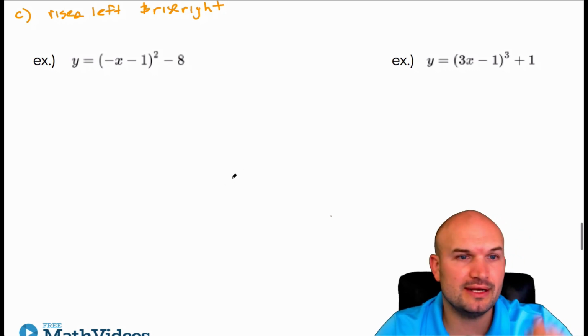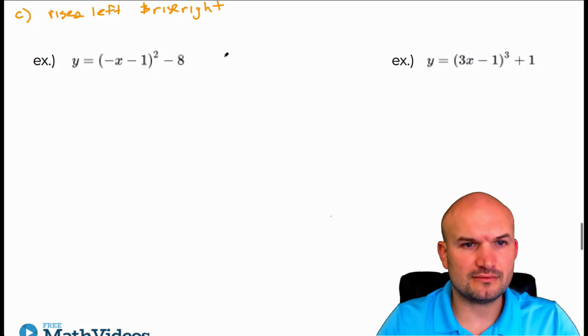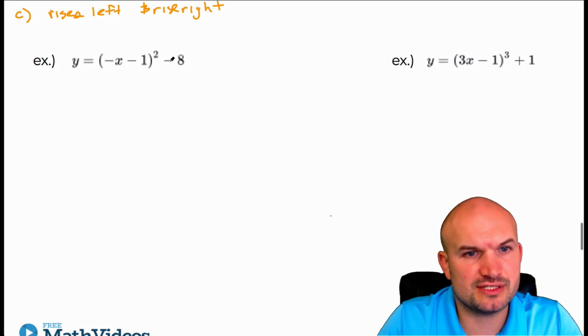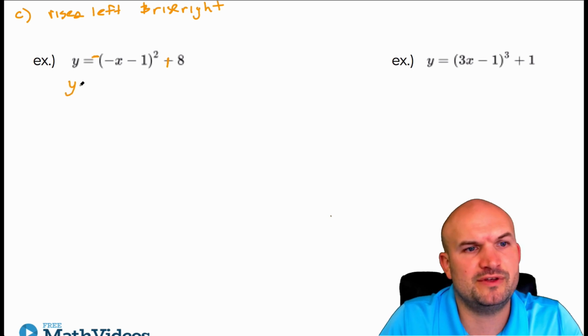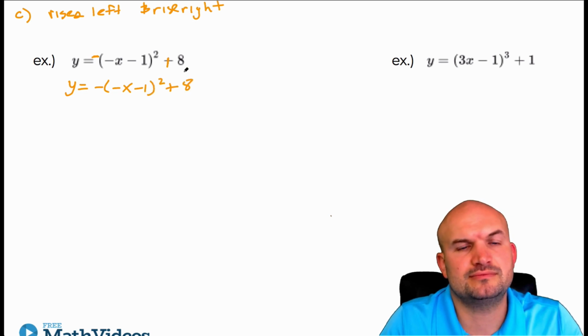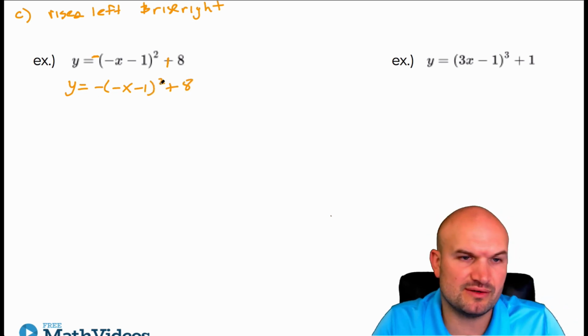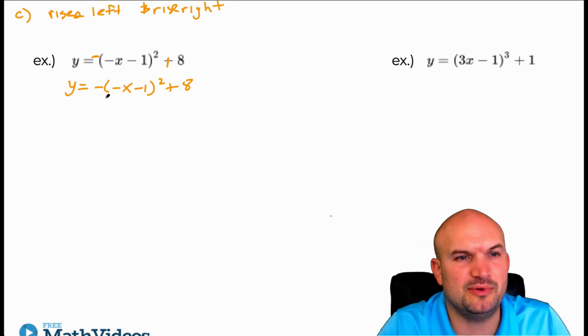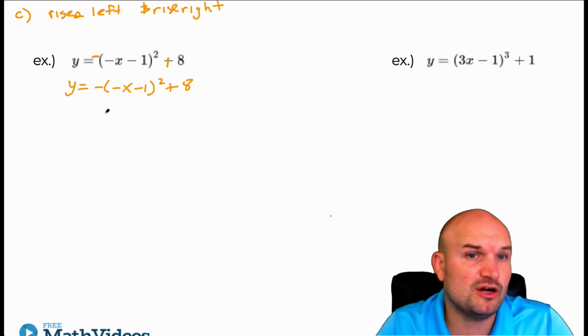And now in this one, I am going to change this. I am actually going to make this a positive and then this a negative. So really we have the equation y equals negative (x minus 1) squared plus 8. The reason I looked at this is that I want to change this because this obviously affects the transformations.